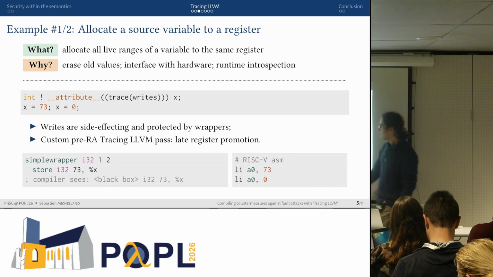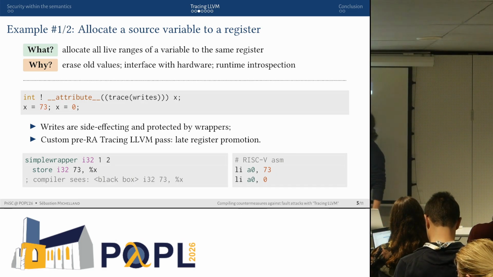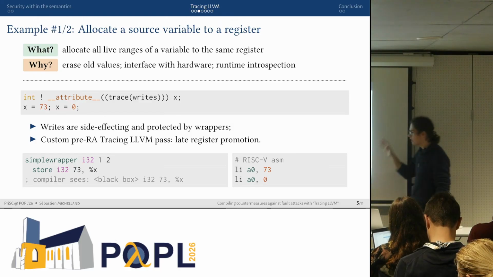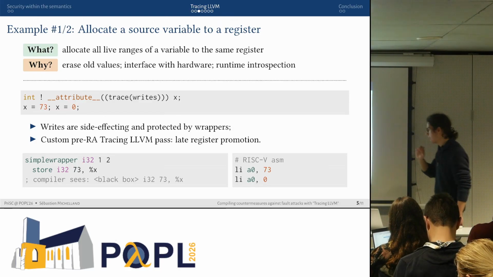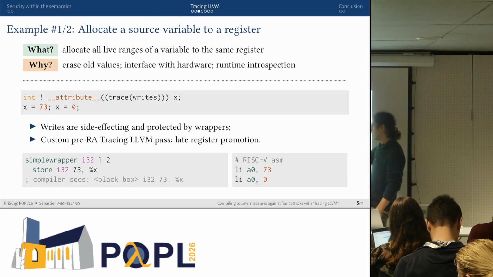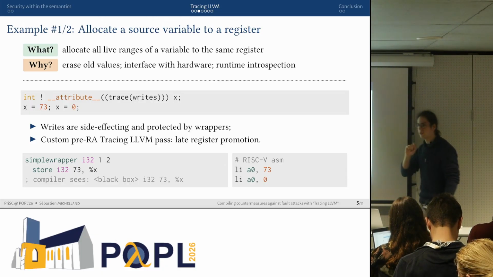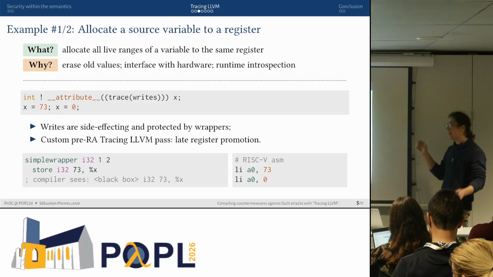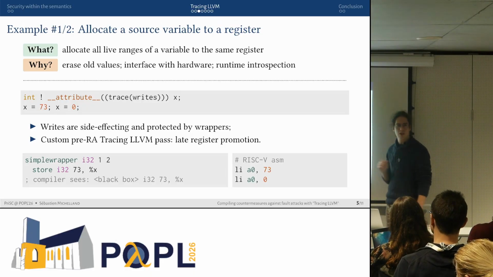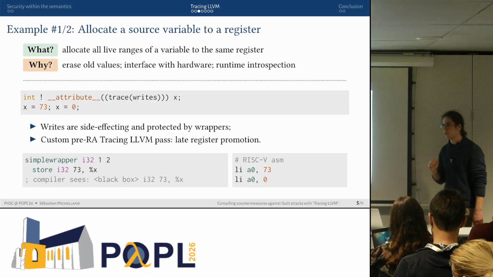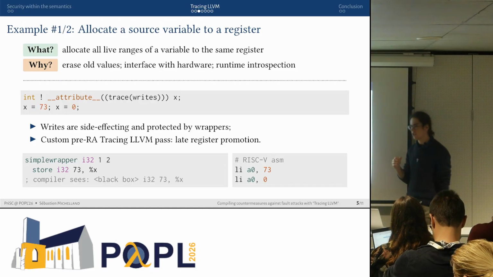Ignore the first line for now. It's going to be clear in the next slide. It's int x. And we tell the compiler we're going to do something special with the writes to x. So then I have two writes, x equals 73, x equals 0. And normally, if you do that, the first write is dead, so it shouldn't occur. And the second write might occur in a different register because it's a new live range.